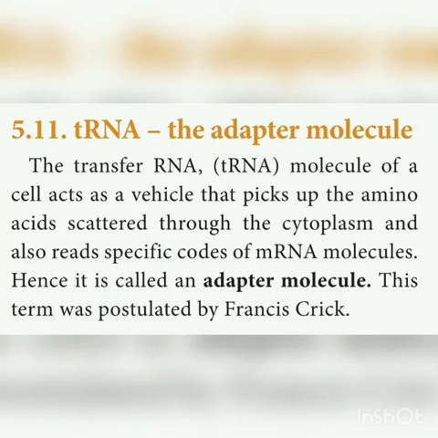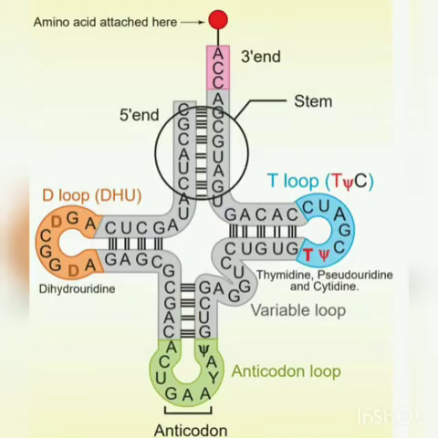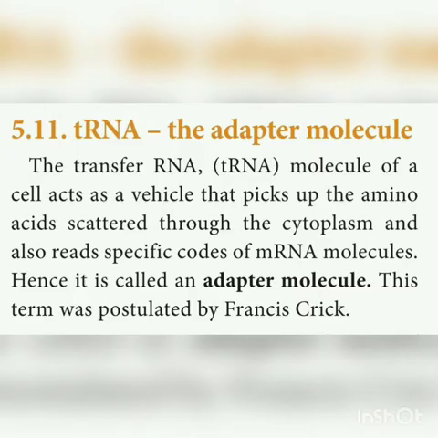And next is the structure of tRNA. tRNA, the adapter molecule, is a very important question. You have to draw the diagram also. So why is tRNA called an adapter molecule? The tRNA acts as a vehicle that picks up the amino acids scattered through the cytoplasm and also reads specific codes of the mRNA molecule. Hence it is called an adapter molecule, and you have to read the structure of this tRNA. Okay, up to the different types of amino acids, right? So this is a very important 5-mark question.